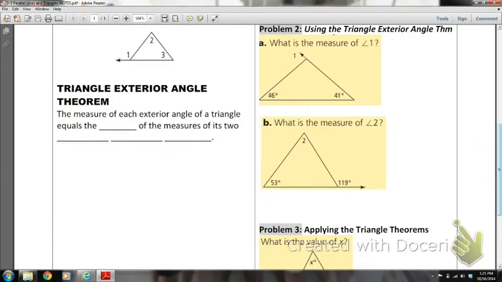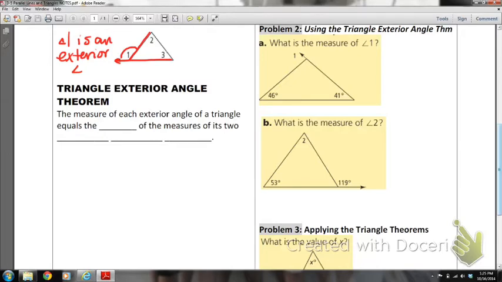In this diagram, we have angle 1 is an exterior angle because it's formed by a side of the triangle and an extension of an adjacent side. So here's the side of the triangle, and here's an extension of an adjacent side. So that's what forms that exterior angle.